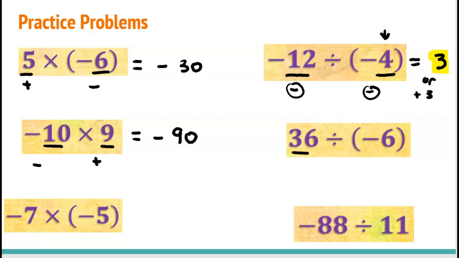Dividing, I got 36 and I got 6. So I know that 6 goes into 36 6 times. Here's a positive number. Here's a negative number. Again, they're unlike signs, so this has to be negative.